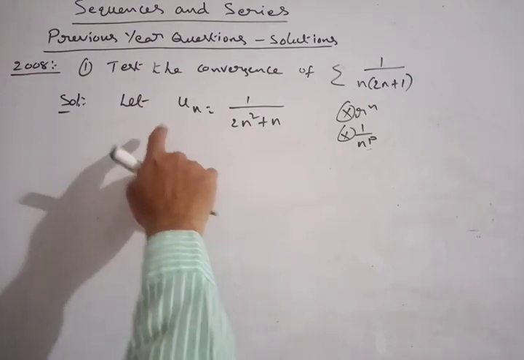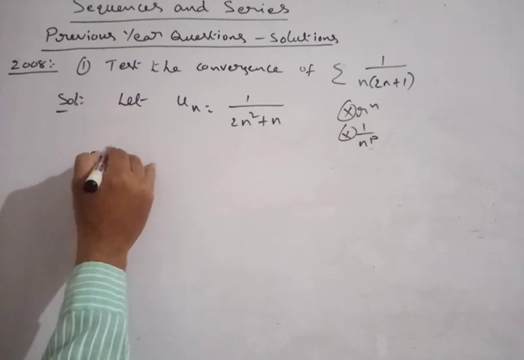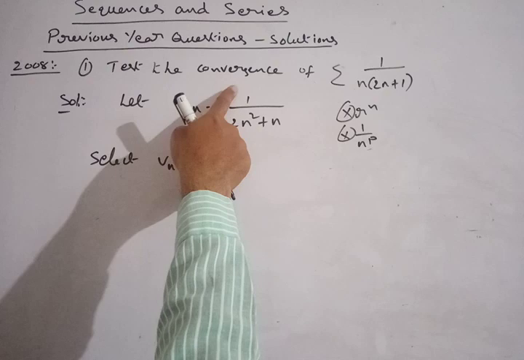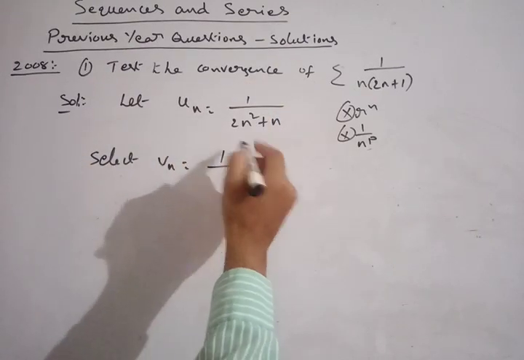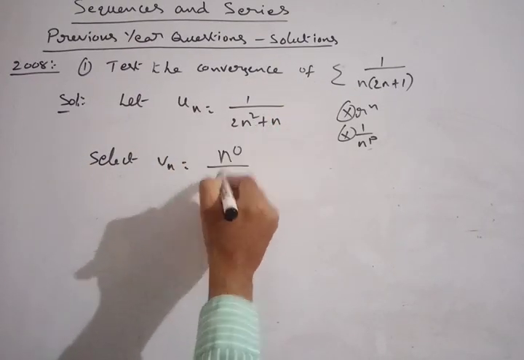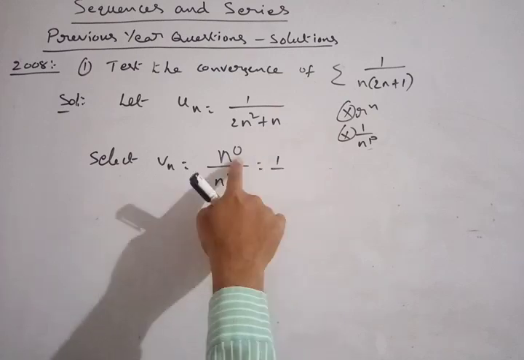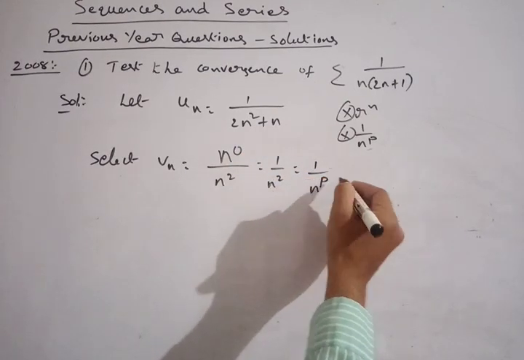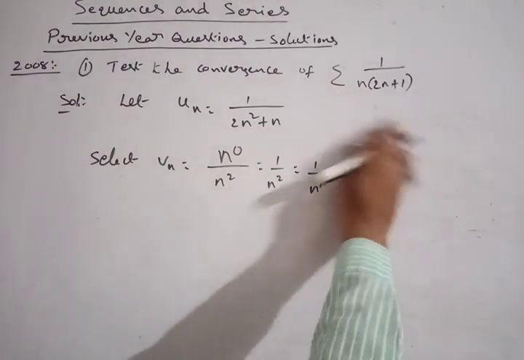So what do we have to do now? Select Vn. Vn is equal to what? The highest nth term in the numerator of un. There is no n here, so take 1, n power 0 you can write. And in the denominator it is what? n square. n power 0, anything power 0 is what? 1 by n square. Which form is it? 1 by n power p form.